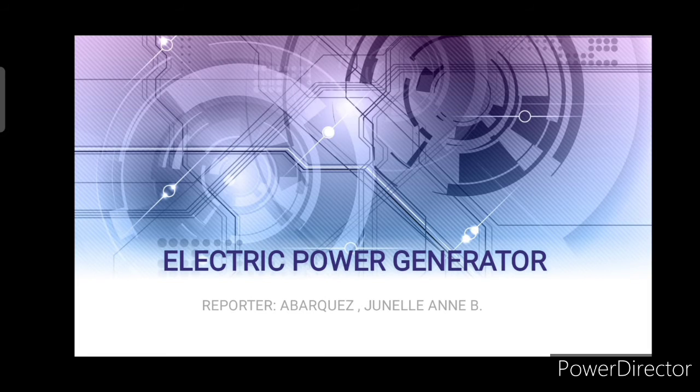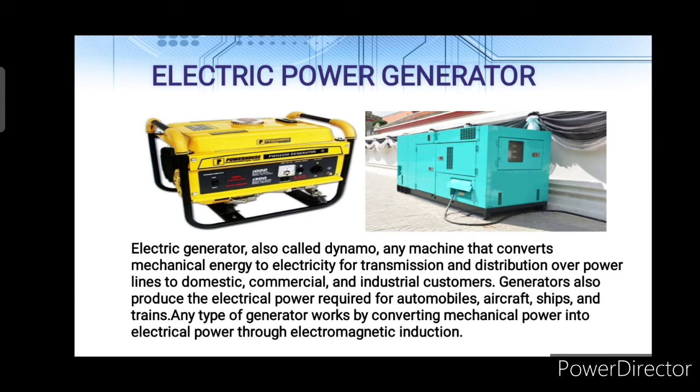Now, let us proceed to electric power generator. It is also called dynamo, a machine that converts mechanical energy to electricity for transmission and distribution over power lines to domestic, commercial, and industrial customers. Generators also produce the electrical power required for automobiles, aircraft, ships, and trains. Any type of generator works by converting mechanical power into electrical power through electromagnetic induction.